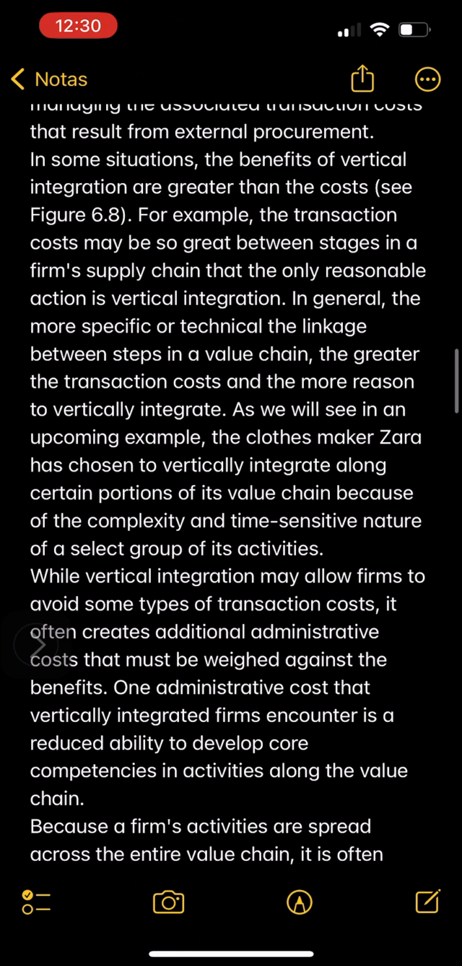As we will see in an upcoming example, the clothes maker Zara has chosen to vertically integrate along certain portions of its value chain because of the complexity and time-sensitive nature of a select group of its activities. While vertical integration may allow firms to avoid some types of transaction costs, it often creates additional administrative costs that must be weighed against the benefits.